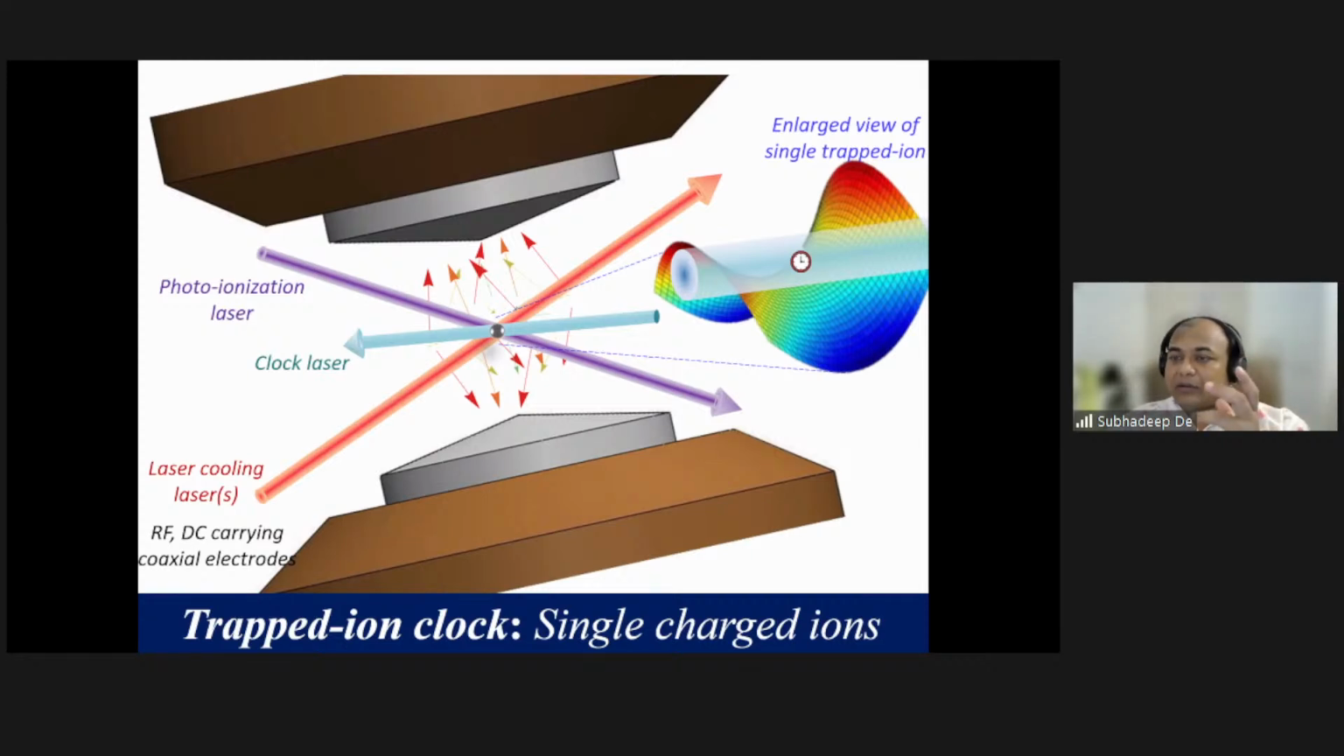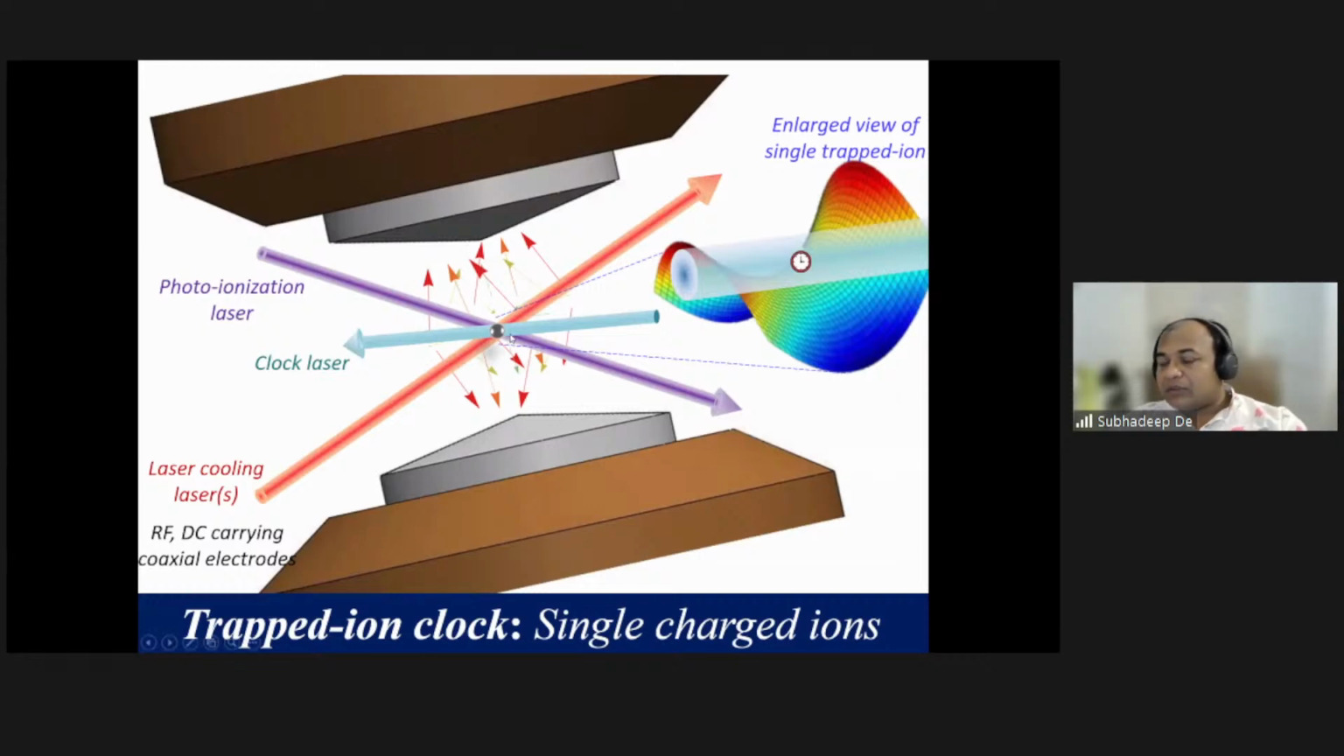However, the ways of confinement are different for neutral atoms and ions. For example, for ions, it is an ion trap. I will explain how it works. And for atoms, it's a magneto-optical trap or optical dipole traps, etc.